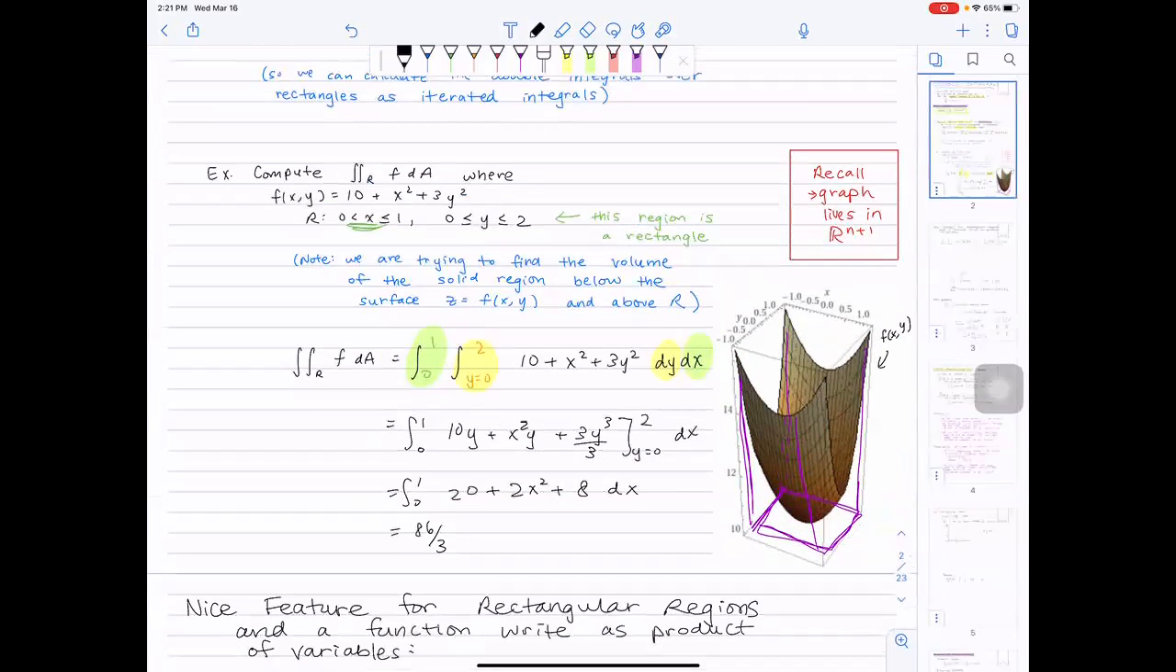Any questions on this example? That's a good question. Yes. And all the notes are always posted on my website. Yep.